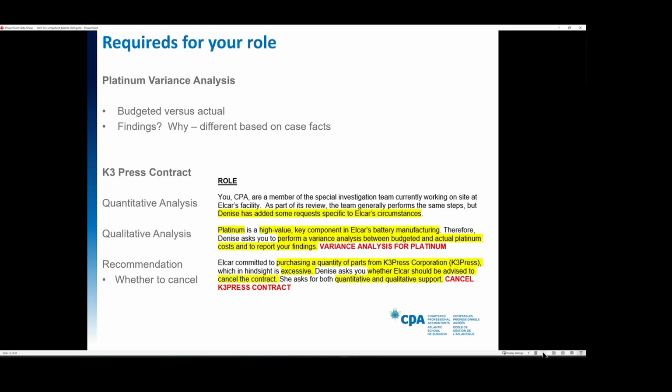So what I'm going to do is, let's go. What I strongly recommend you do when it comes to day 2 is go to the section that outlines the requireds for your role. You'll notice on this slide, I've got paragraphs from the case. For illustration purposes only, I've highlighted in yellow the important information. In red, I've indicated what category it would fall under in my outline.